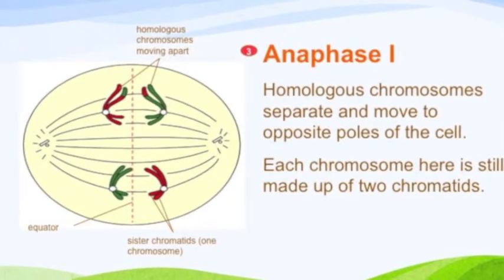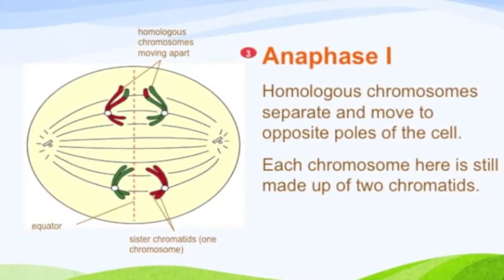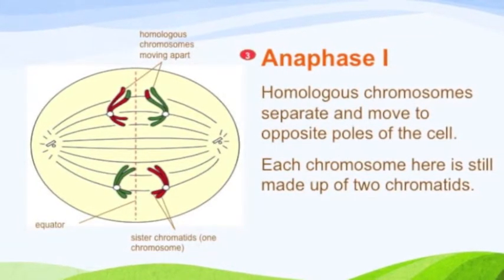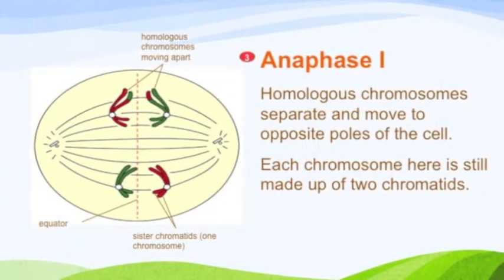Next, we have Anaphase I. This is where the homologous chromosomes separate and move to the opposite poles of the cell. Each chromosome here is still made up of two chromatids.